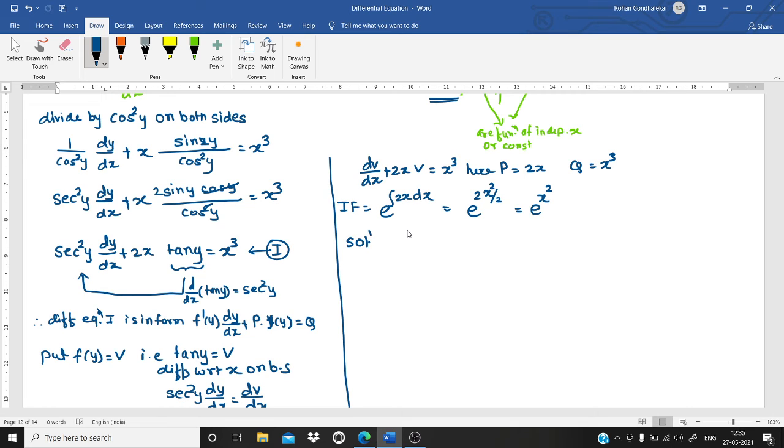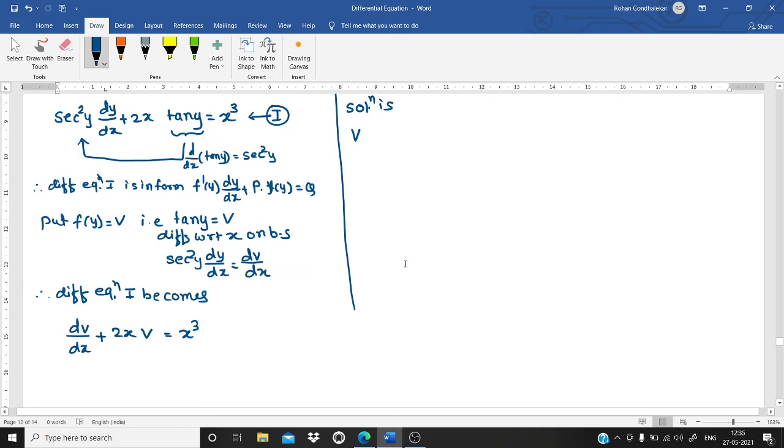So therefore, what is the solution? Dependent variable v. Now why is v a dependent variable? Look at this differential equation.